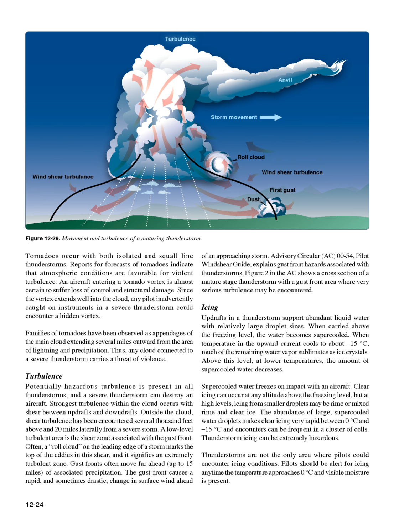Clear icing can occur at any altitude above the freezing level, but at high levels, icing from smaller droplets may be rime or mixed rime and clear ice. The abundance of large, supercooled water droplets makes clear icing very rapid between 0 degrees Celsius and -15 degrees Celsius, and encounters can be frequent in a cluster of cells. Thunderstorm icing can be extremely hazardous. Thunderstorms are not the only area where pilots could encounter icing conditions. Pilots should be alert for icing anytime the temperature approaches 0 degrees Celsius and visible moisture is present.